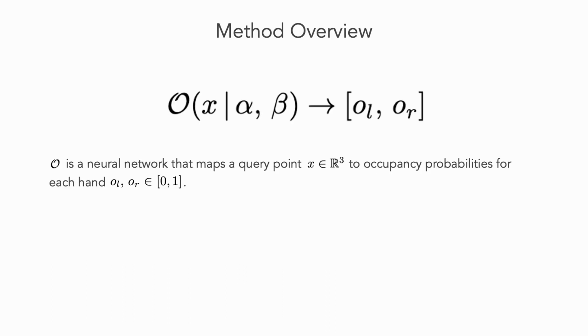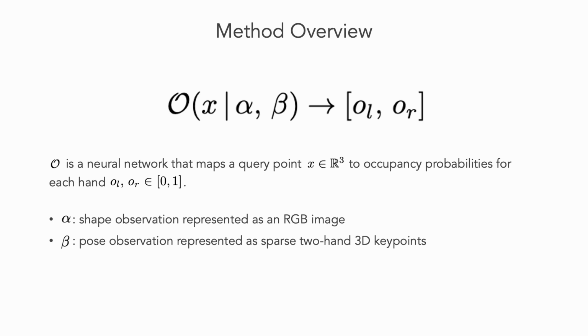To learn continuous 3D occupancy field of interacting two-hand geometry, we train a neural network that maps a query point to the occupancy probabilities for each hand. Our two-hand occupancy function takes as input a shape observation alpha and a pose observation beta, which are represented as an RGB image and sparse two-hand 3D key points, respectively.